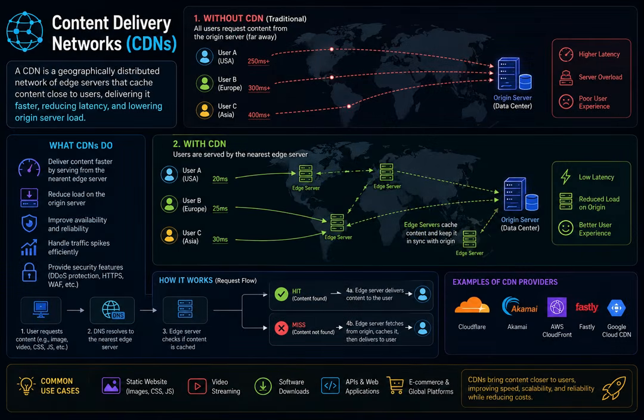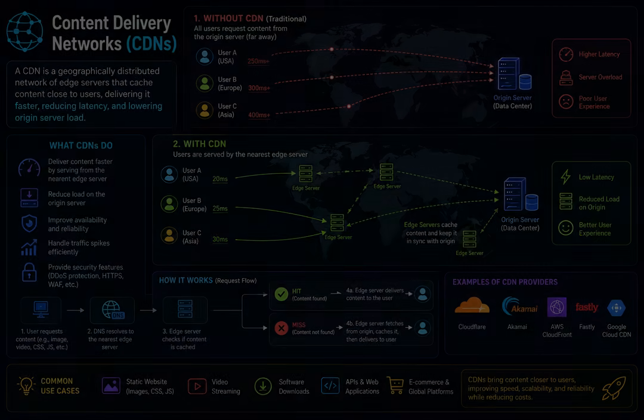Content Delivery Networks, CDNs. To serve static assets like images, videos, HTML, and JavaScript globally with low latency, you use a CDN. A CDN is a network of geographically distributed proxy servers that cache assets from your origin server and serve them from the closest node to the user.